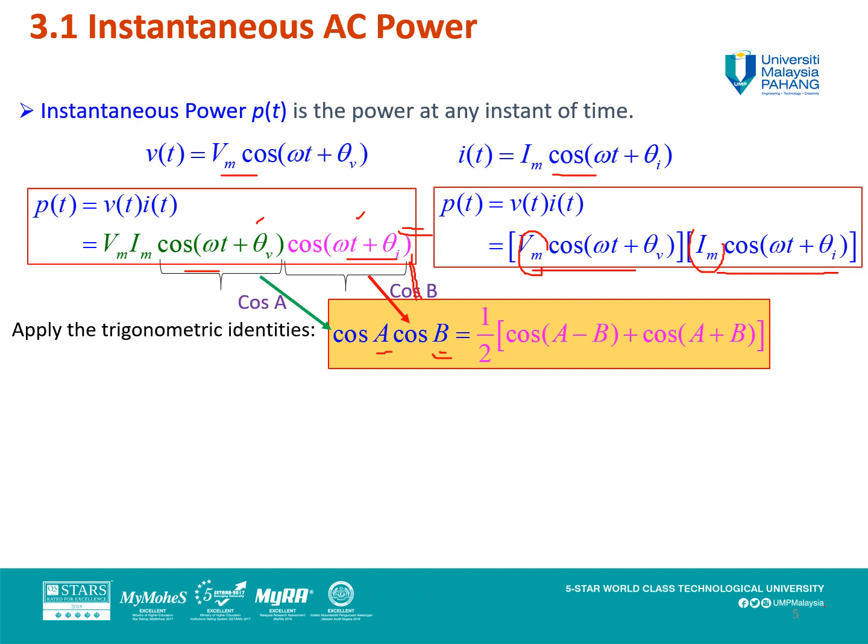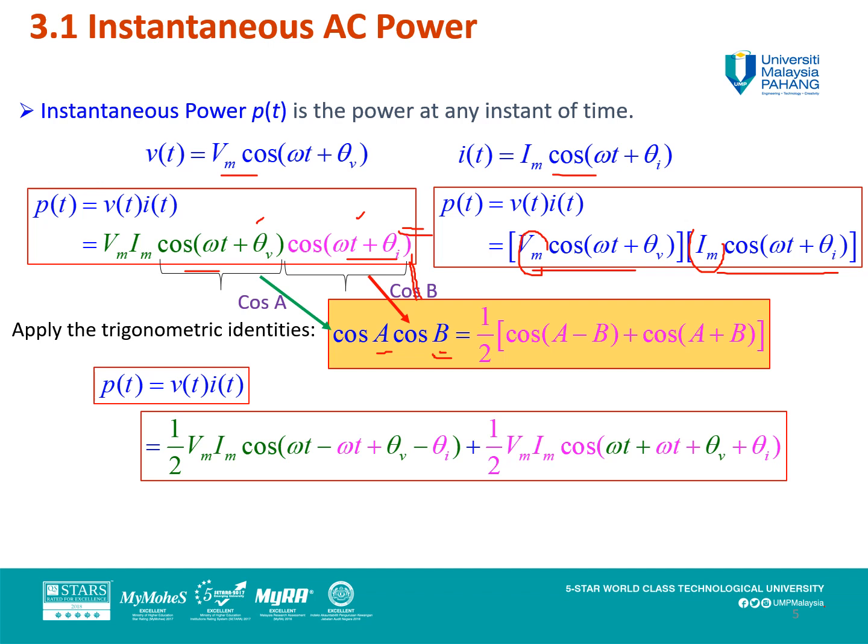So when you do the elaboration of the equation, you now get half Vm Im, and the rest. How to get this equation is actually from here: half cos(A minus B) plus cos(A plus B). Remember this half is here when you do the multiplication, half cos(A minus B) and half cos(A plus B). So now you get both terms with a half, the first part and the second part here.